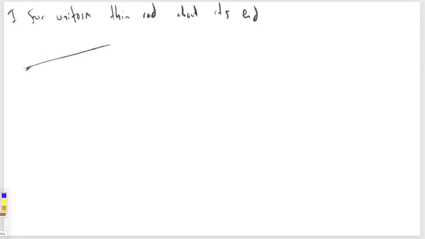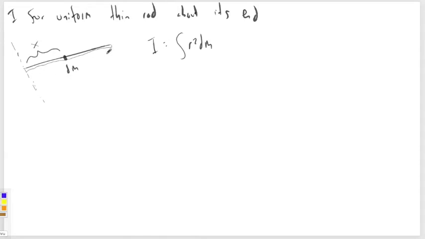Let's do another one. Let's do the I for a uniform thin rod about its end. So here's my rod. And let's say that my axis of rotation now is about the end. Here's my little dm piece. It is located some x distance away from the axis of rotation. My equation is this.